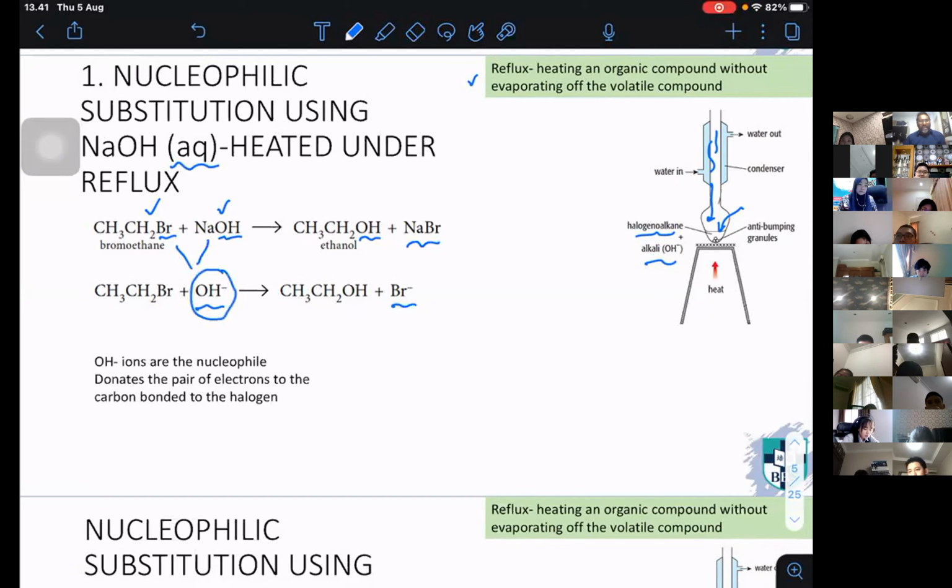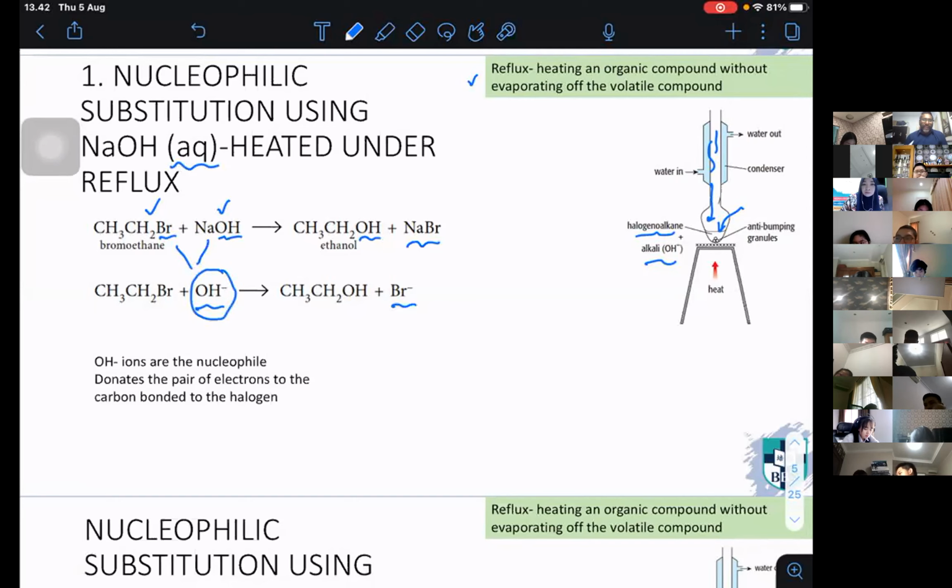And to understand how they behave as a nucleophile, you need to know the definition of nucleophile in the first place. A nucleophile is defined as a species that has a lone pair of electrons. They can donate the pair of electrons to others. So always remember this.